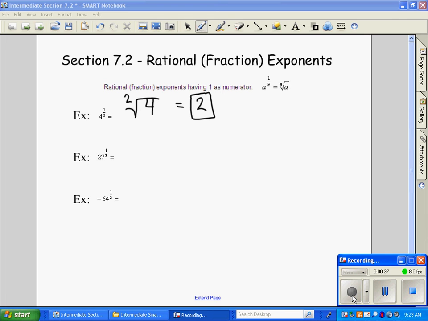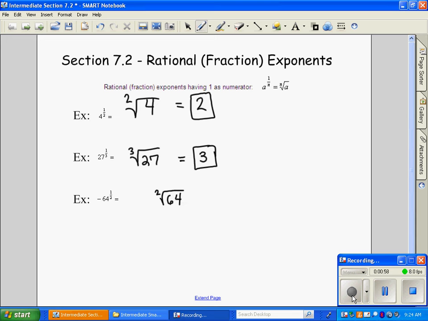Okay, the next one we're going to rewrite, and we have 27, and the denominator is our index, so we have the cubed root of 27, which is just going to be 3. Then we have our next one. We want to rewrite this. First of all, I'm just going to ignore my negative out there, and the index is a 2, and then that negative I'm just going to keep in front because that's where it was at. Now I'm going to evaluate the square root of 64 is 8, and my negative just carries over and stays in front of it.